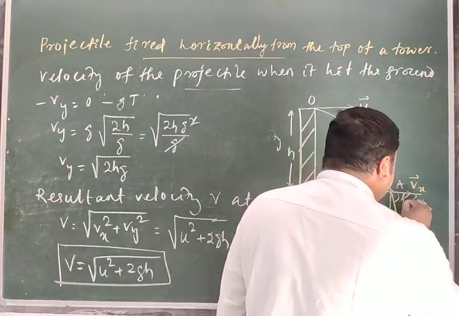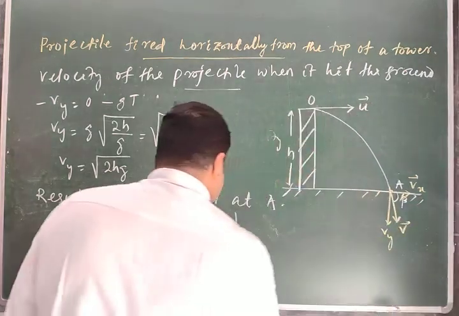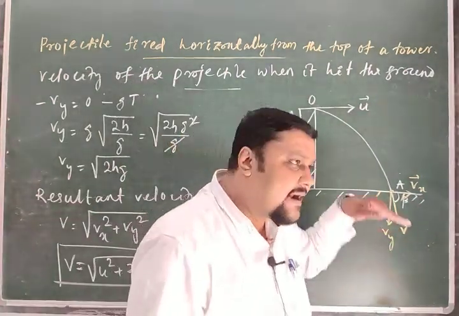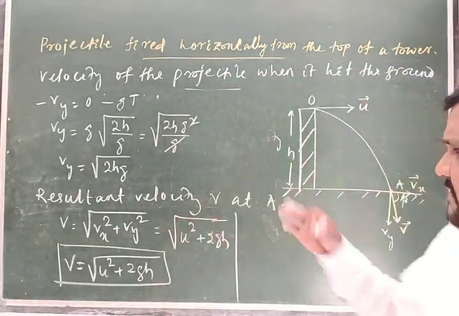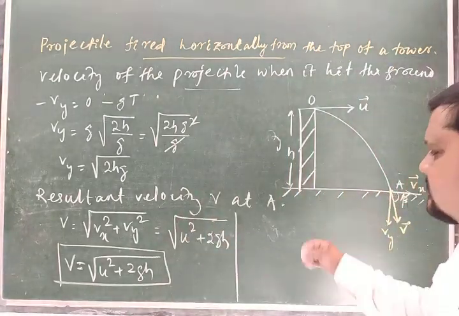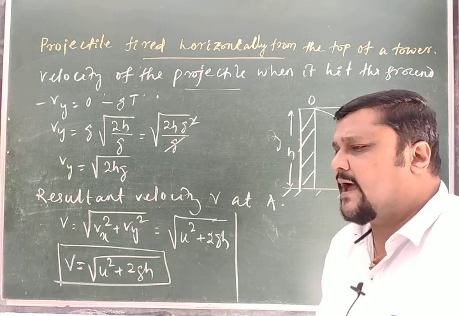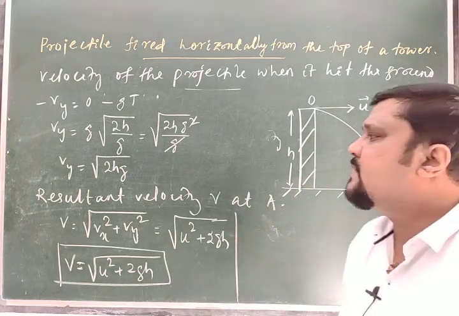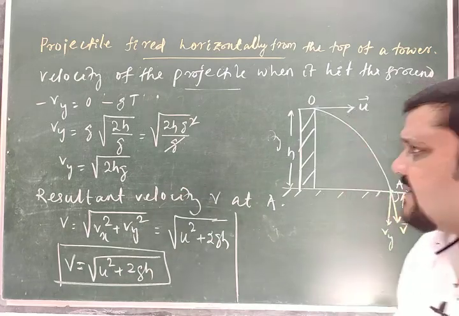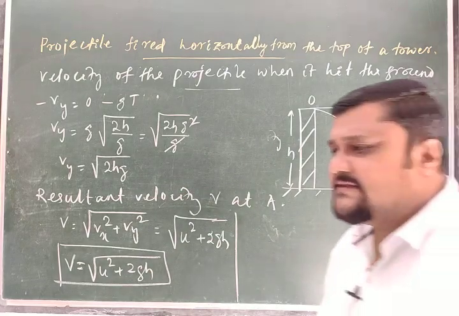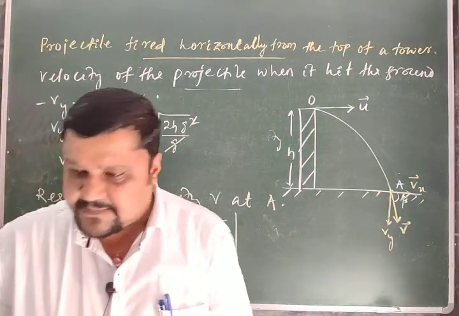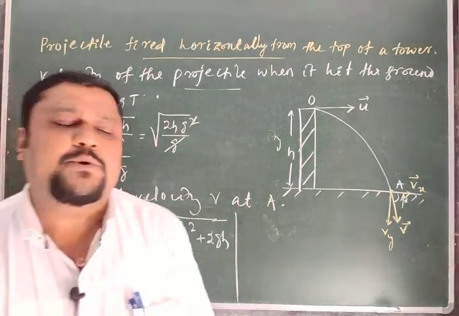Suppose I take this as beta. With what direction will it hit the ground? For a point object you can also take tan beta. Tan beta is equal to Vy by Vx, that is equal to root over 2hg by u. So this is my derivation of all these parts for a horizontal projectile.